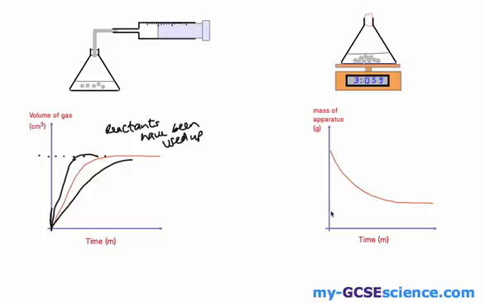It won't go to zero in this case because it's the mass of the apparatus, so all of this will have mass, and that will be the mass here. But that's the point at which the reaction has stopped because the reactants have been used up. It doesn't go to zero because the apparatus itself has mass. So that's two ways of recording a chemical reaction using a graph.